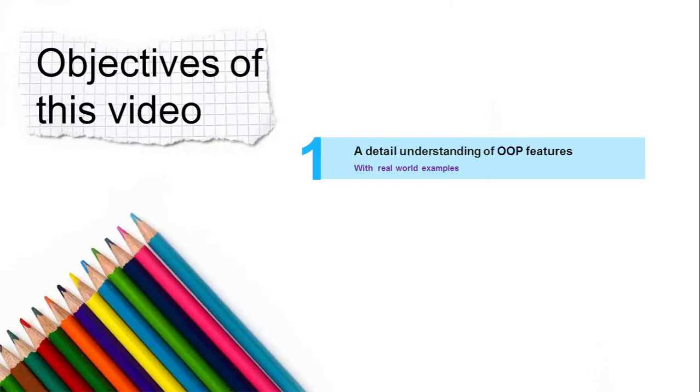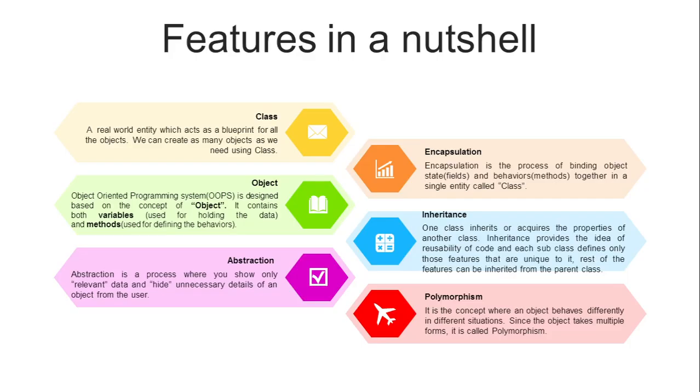So what's the objective of this video? After watching this video, you will come to know the detailed understanding of object-oriented features, which are available in Java. And obviously, we'll learn these features using real-world examples. So in a nutshell, at the very beginning, I would like to introduce you to these basic features of object-oriented programming. Let me brief it first, then I'll go and explain in detail.